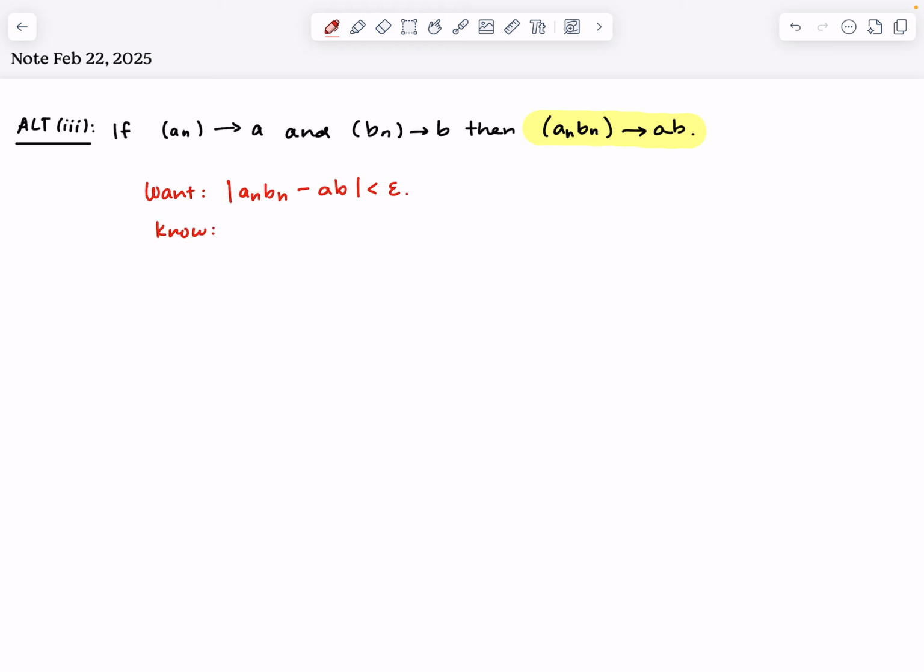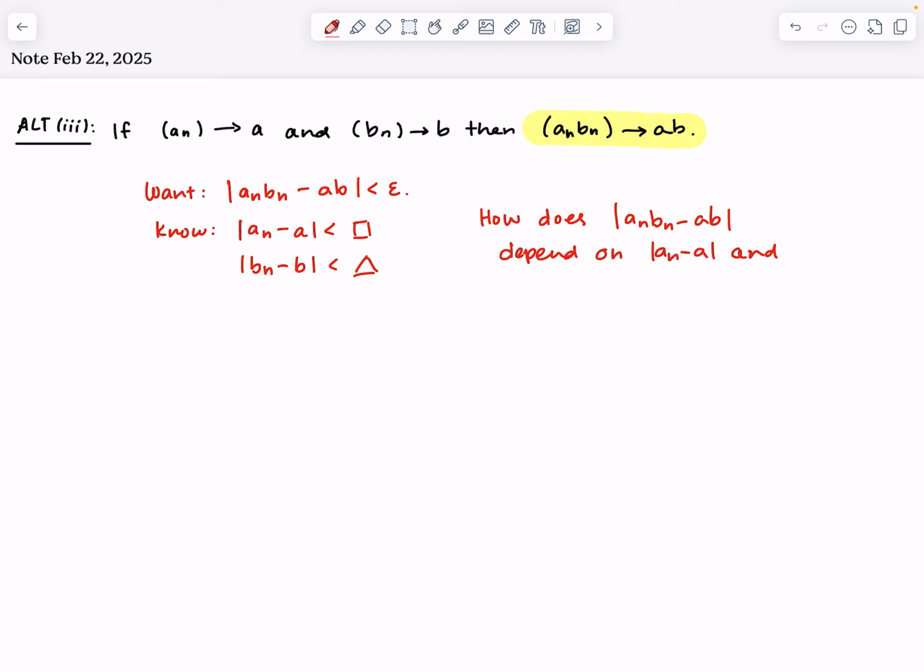Now I know from my hypotheses that I can control the size of AN minus A. I can make that less than whatever I want. And the same thing for BN minus B. I can also make that less than whatever I want. So what I really need to do is answer the question, how does the absolute value of AN BN minus AB depend on the absolute value of AN minus A and the absolute value of BN minus B?